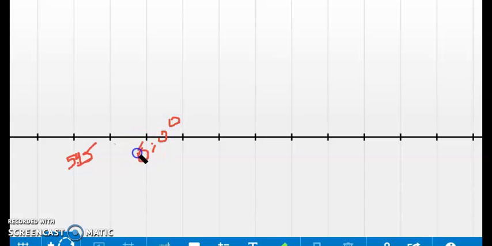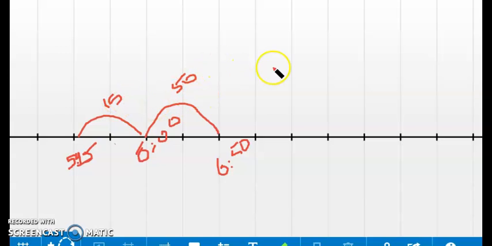I'm just writing roughly. From 5:45 to 6 o'clock, how much time do we need? 15 minutes. And they said 6:50. So from 6 o'clock to 6:50, it will be how much time? 50 minutes. So at the end we need to add these values. It will be 65 minutes, right, if I add these values.